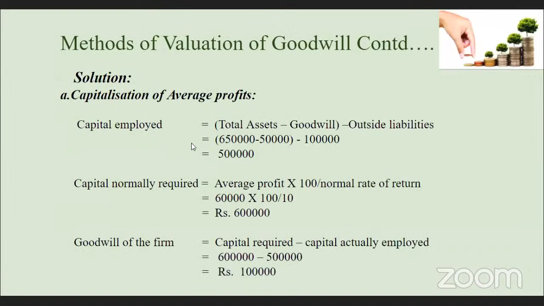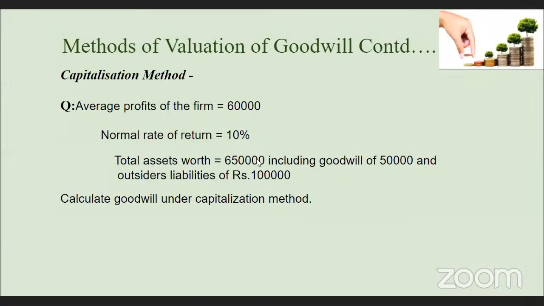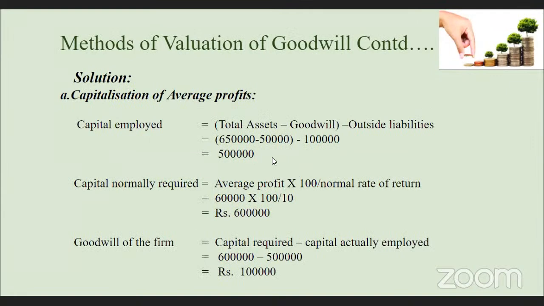First, you need to find out the capital employed. How do you get the capital employed? See, total assets are given, including goodwill, and outsider liabilities are also given. So capital employed is total assets minus outsider liabilities. But total assets include the goodwill, so subtract the goodwill from the total assets first. So the total capital employed is this.